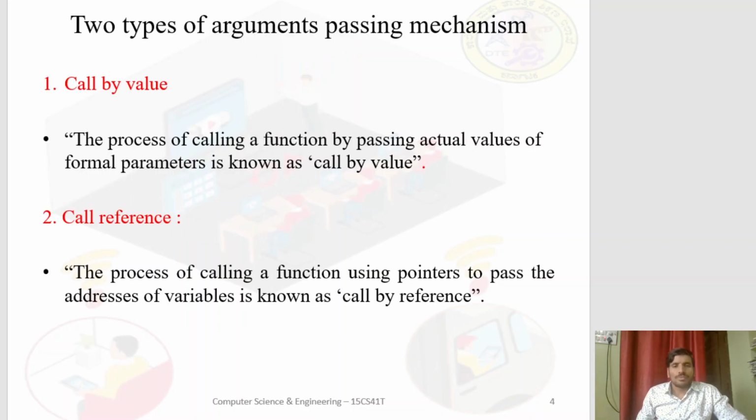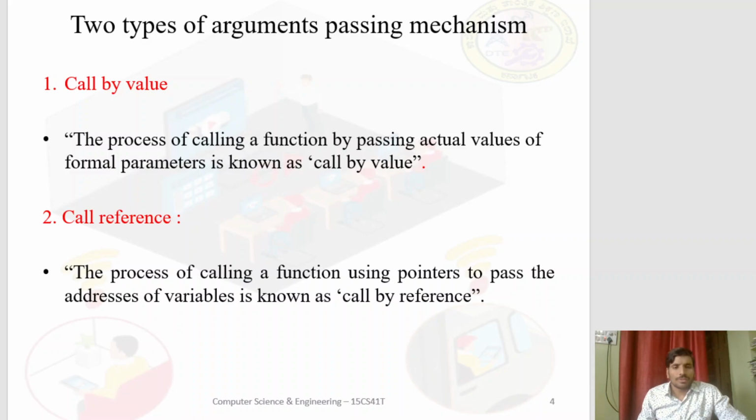So there are two types of argument passing mechanisms over the functions. First one is call by value and the second is call by reference. Then what is call by value? The process of calling a function by passing actual values of formal parameters is known as call by value. Actual parameters ಅನ್ನು ನಾವು calling function ಅಲ್ಲಿ ಪಾಸ್ ಮಾಡ್ತೀವಿ, that is call by value.